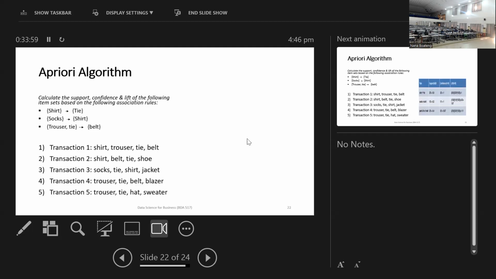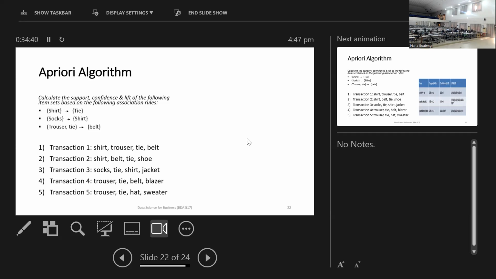Let's look at the transactions. Transaction 1. Shirt, trousers, tie, belts. Okay. So if we are looking at shirt, these 2. Okay, let's do the third one. That one we have 2 items and 1 item. Okay, so let's consider the trousers, or some trousers and pants in the US. Right.